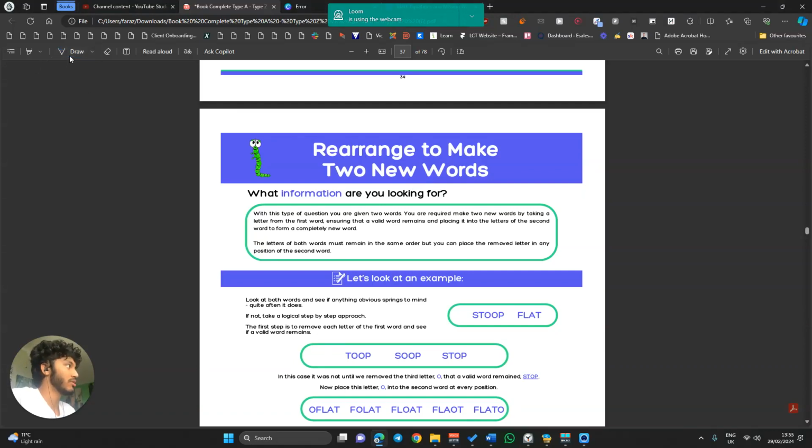Rearrange to make two words. So what information are we looking for here? With this type of question, you are given two words. So let's just have a look at the example. Here are the two words that we can find.